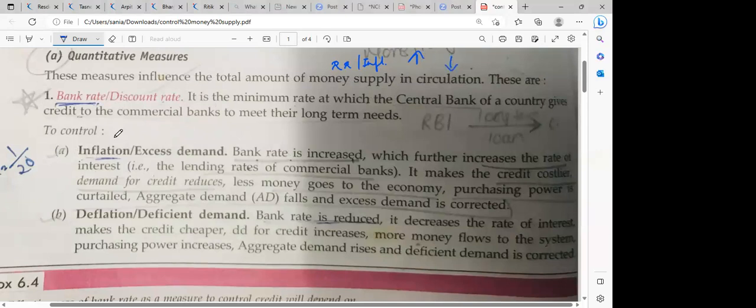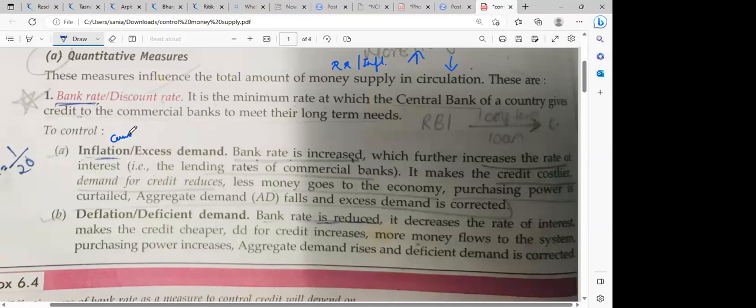So I am talking about the cause. Inflation leads to decrease in demand. Inflation is an outcome of excess demand. But inflation leads to what? Tell me. Inflation means prices are increasing. When prices are increasing, will people purchase things? No, ma'am. Decrease. So because of inflation, what is happening? Deficit demand is there.